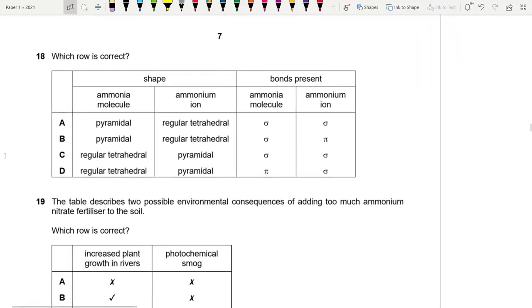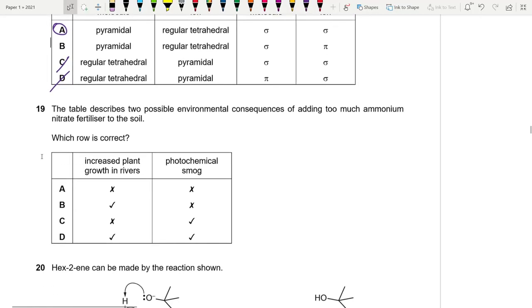18. Which row is correct? Ammonia molecule is pyramidal. Yes, sp3 hybridized, but pyramidal due to the lone pair. Ammonium receives a proton, so it's sp3 hybridized, but it has 4 bond pairs, so it's regular tetrahedral. In ammonia, we only have sigma bonds. In ammonium ion, we also have sigma bonds. Remember, you will only get a pi bond if a double or triple bond is present. If you see single bonds only, it's going to be sigma. So 18 is A.